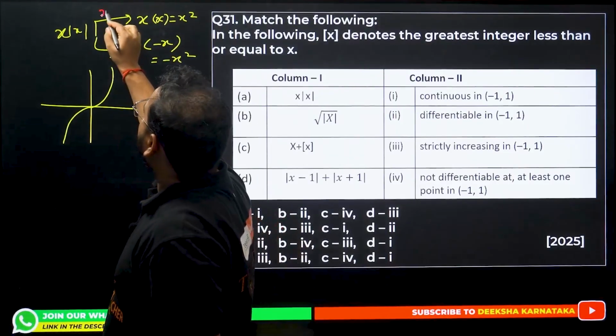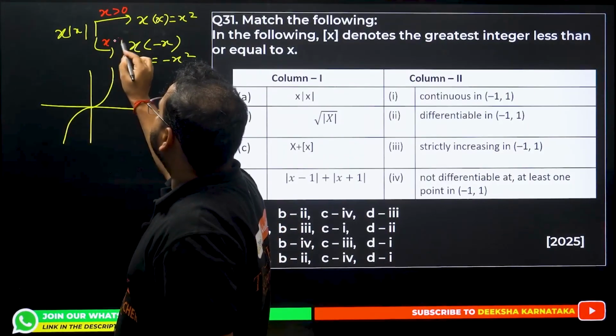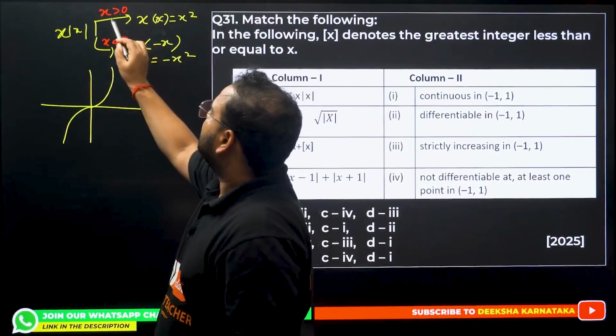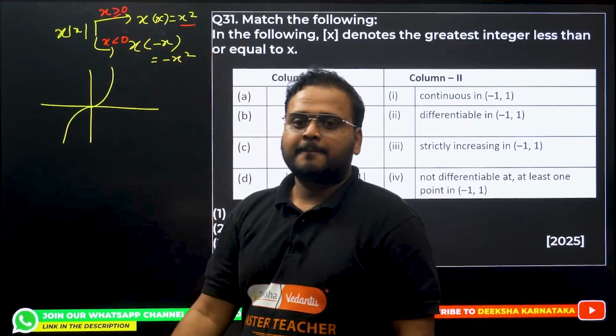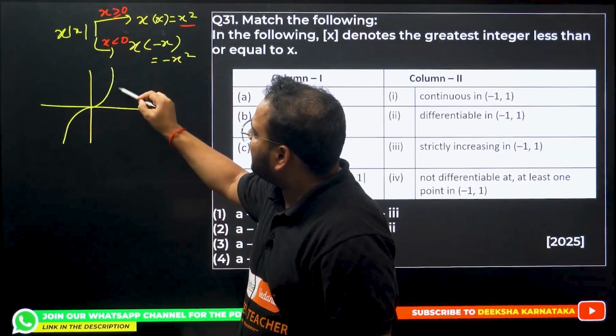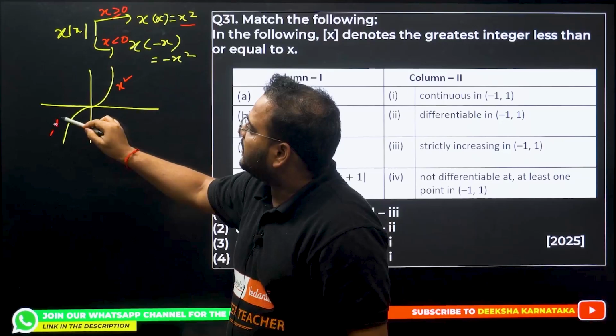This is when x is more than 0. This is when x is less than 0. When x is positive, the graph is plus x square. When x is negative, the graph is minus x square. Means this is the x square graph and minus x square graph.